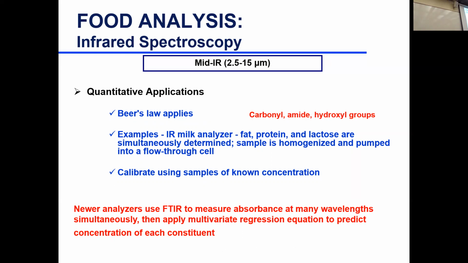So you have the carbonyl in fat, the amide group in protein, and hydroxyl group in lactose are the functional groups that are being monitored at specific wavelengths for concentration. Of course, we need to calibrate the instrument before we use it. Instead of monochromators, we can use FTIR, but again, we need a kind of a regression equation to select those particular wavelengths to convert absorption into concentration. A lot of math.